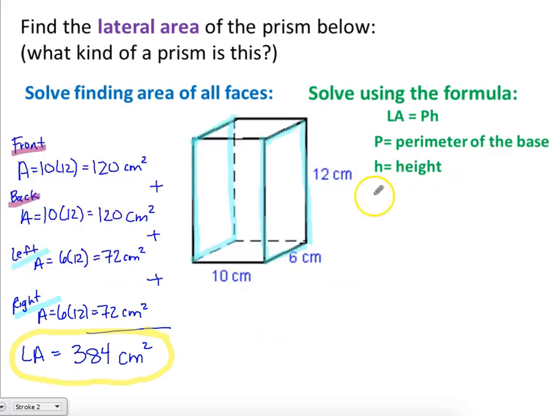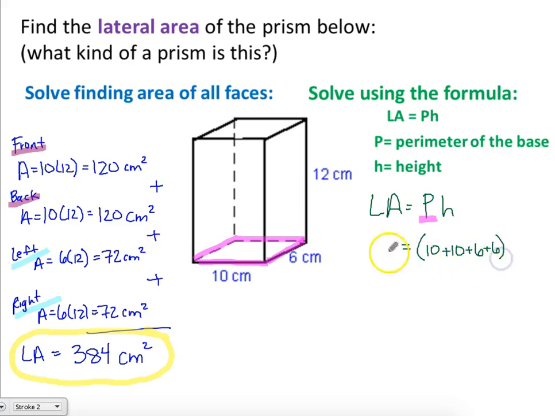All right, so lateral area, the formula is capital P, which is the perimeter of our base, times the height. So let's go ahead. Let's get rid of our highlighting. So here's the base right there, and we want to find the perimeter of our base. So the perimeter of our base is going to be, if we just add all the side lengths, 10 plus 10 plus 6 plus 6. And then what's the height of my prism? 12.